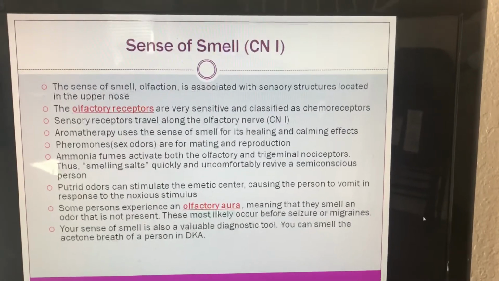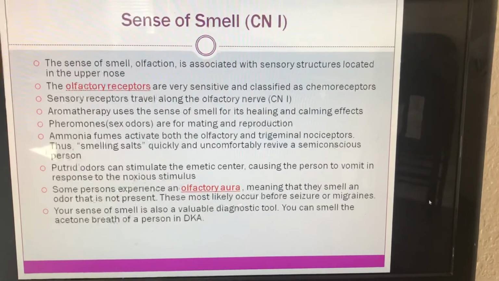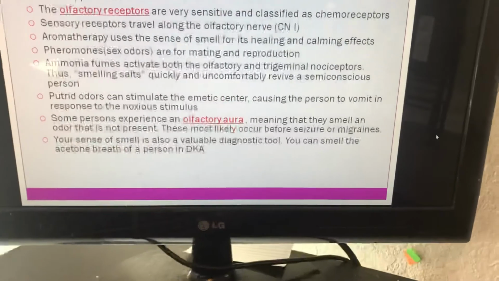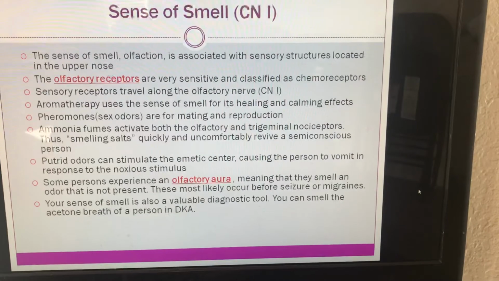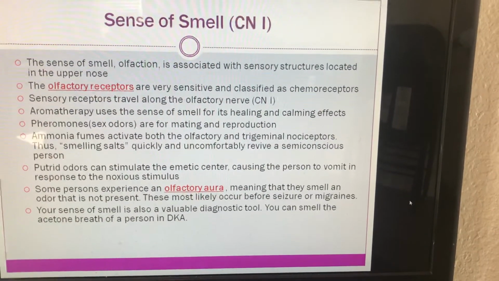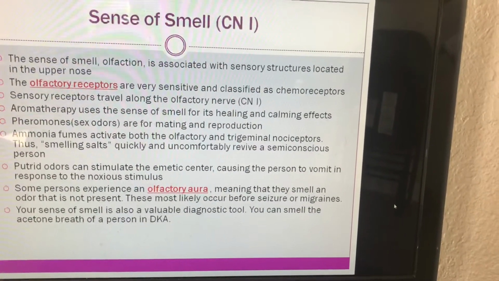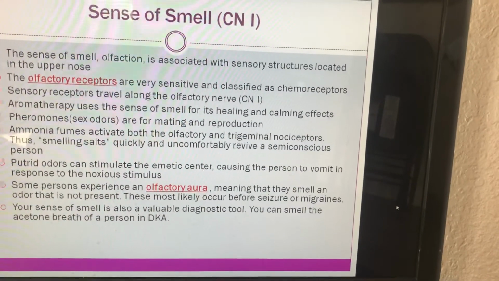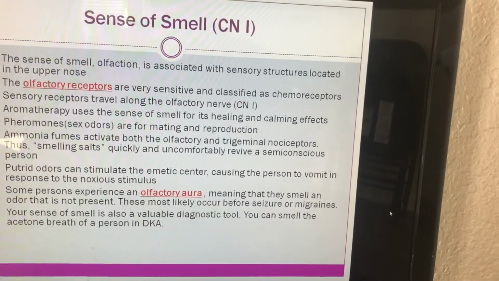So we're going to go ahead and go on to the sense of smell. So the sense of smell, olfaction, is associated with sensory structures located in the upper nose. The olfactory receptors are very sensitive and classified as chemoreceptors. And these sensory receptors travel along the olfactory nerve, which is cranial nerve number 1. So you have aromatherapy, which uses the sense of smell for its healing and calming effects. You have pheromones, which are sex odors, and they are for mating and reproduction.